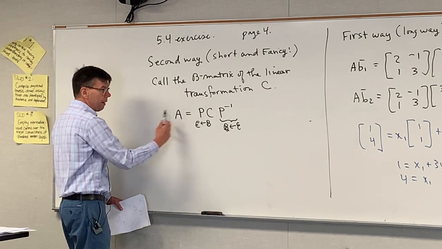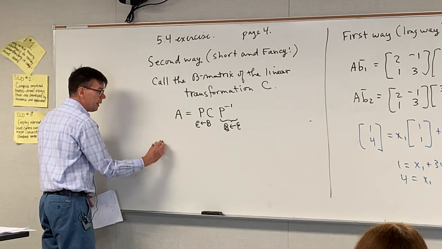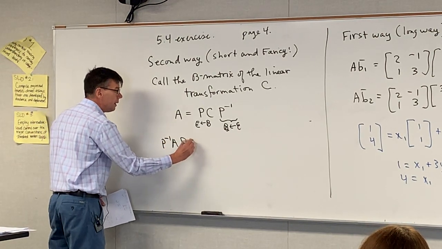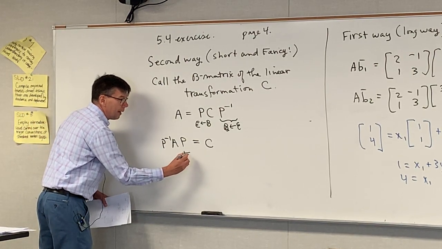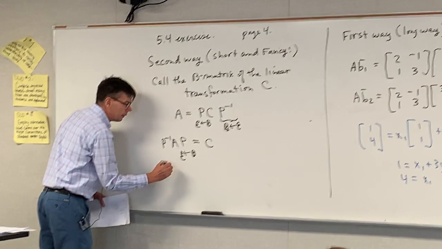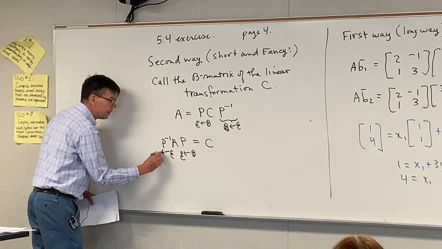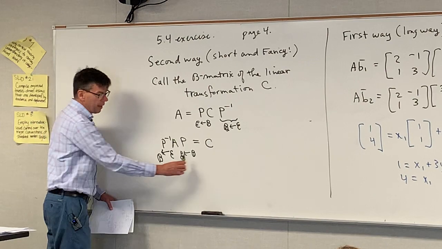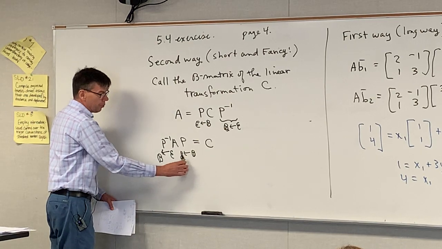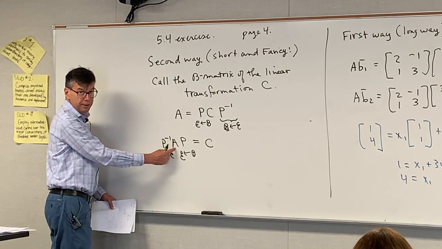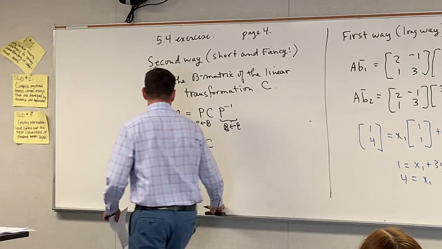Now I can multiply on both sides here. I can multiply on the left by P inverse, on the right by P, and I'm going to get P inverse A P is equal to C. Again, I like to put this on here. And the P inverse was the E to B change. Because if you think of C by itself, you start with B coordinates. What's C going to do? Change the B coordinates to E, multiply by the matrix A in standard coordinates, change the coordinates back to B. That's a way of thinking what C is, right?